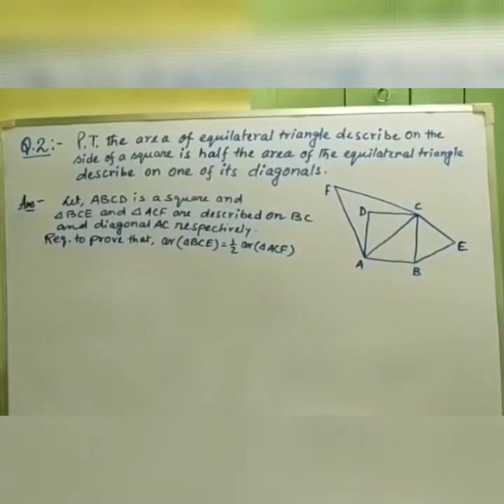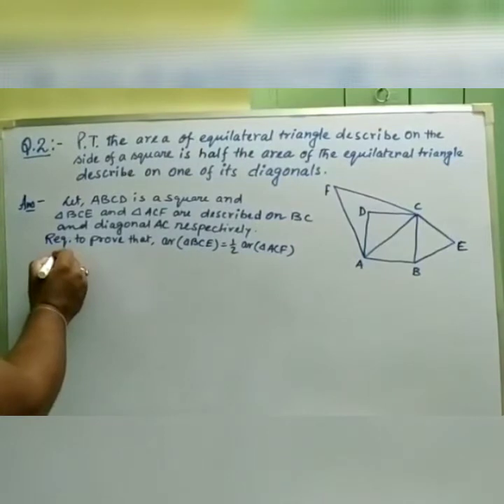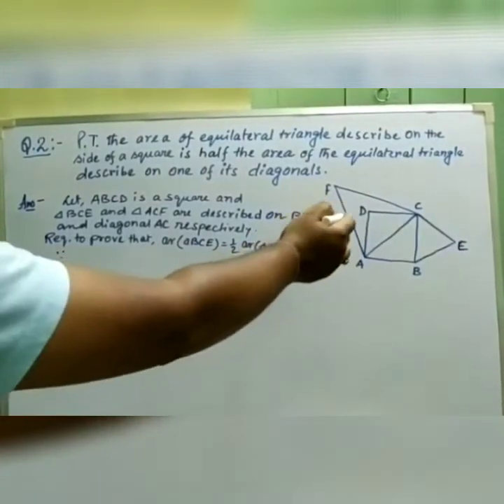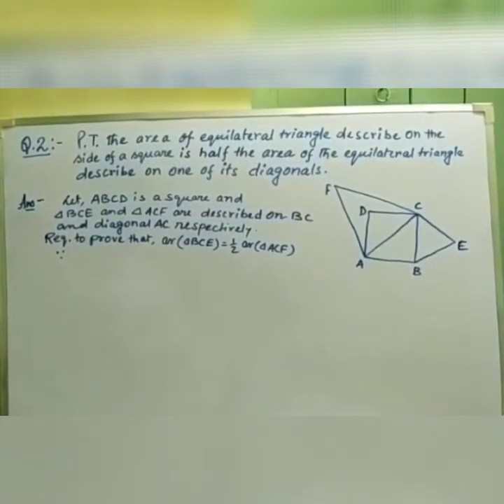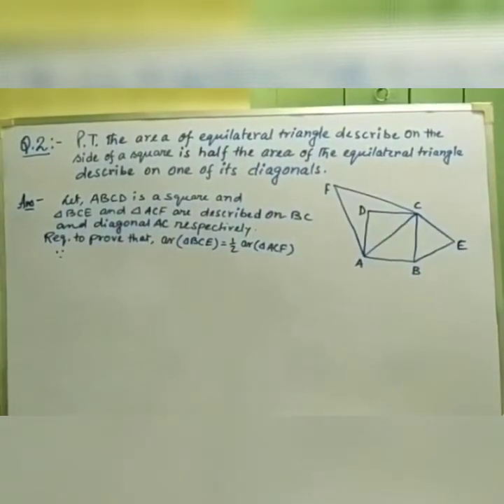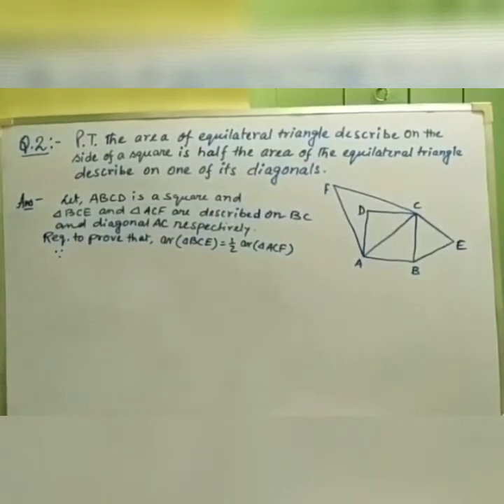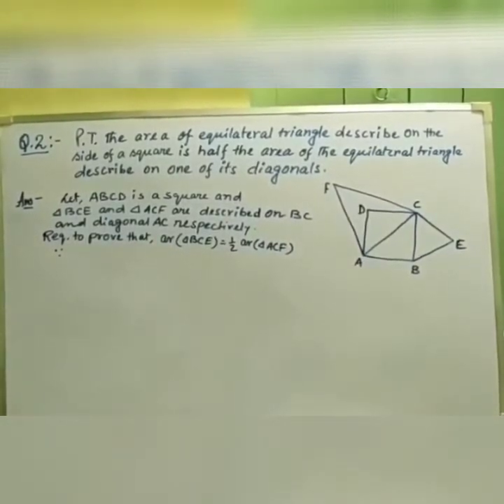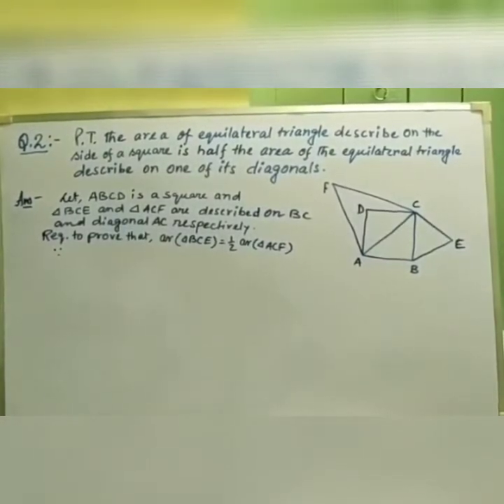Okay, so how to prove that? Let me show you now. So here you can see that both the triangle BCE and ACF are equilateral, and we have learned earlier that equilateral triangles are equiangular, means all the angles are 60 degrees. So all the equilateral triangles have the same angles.